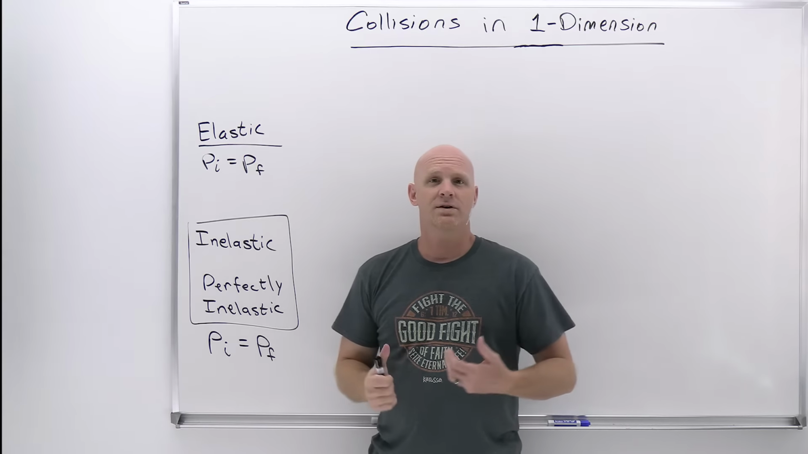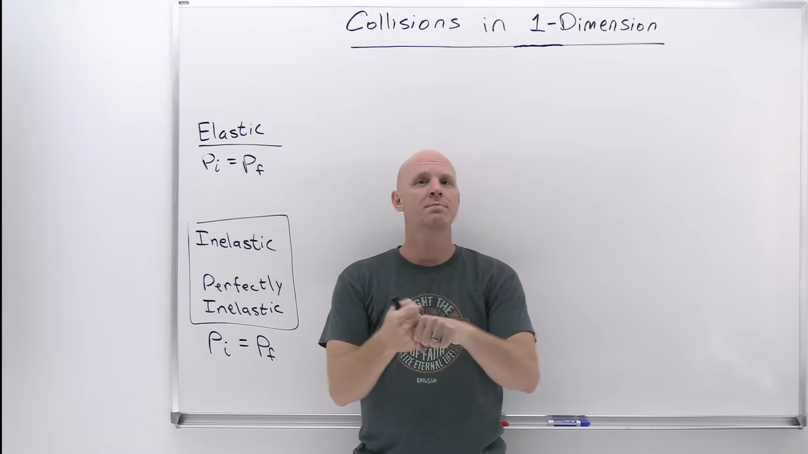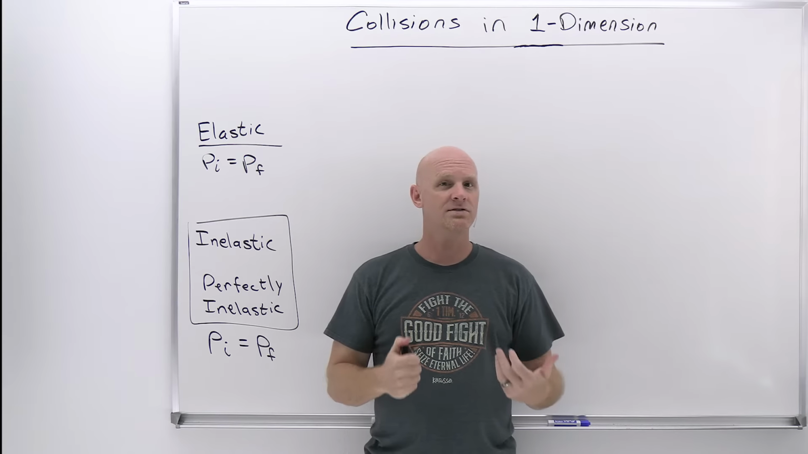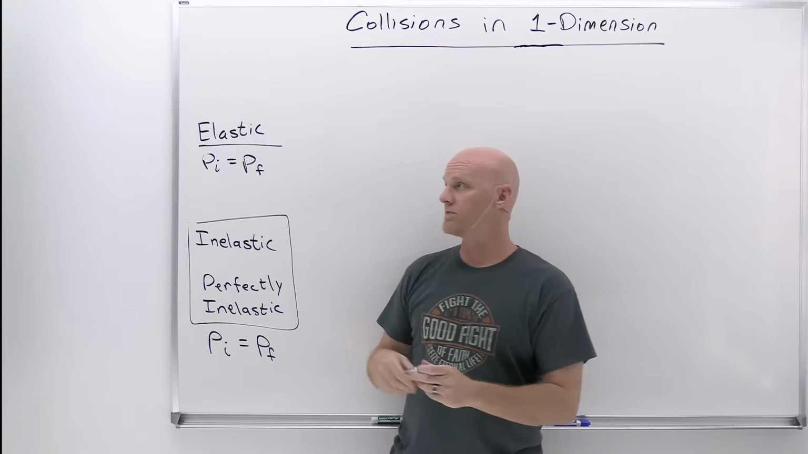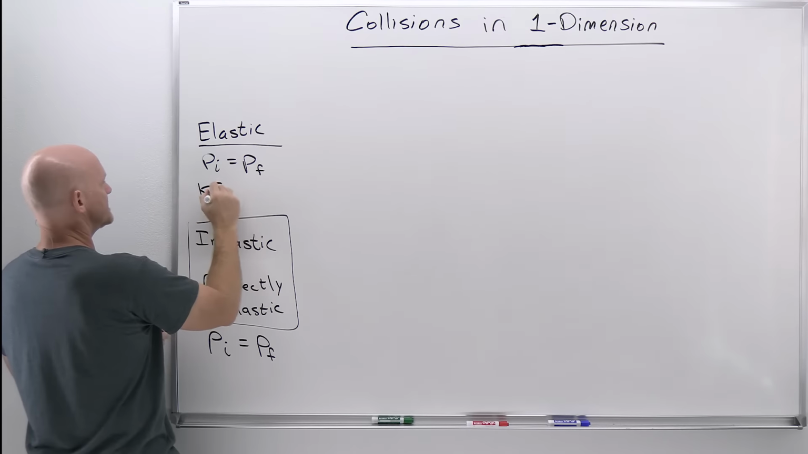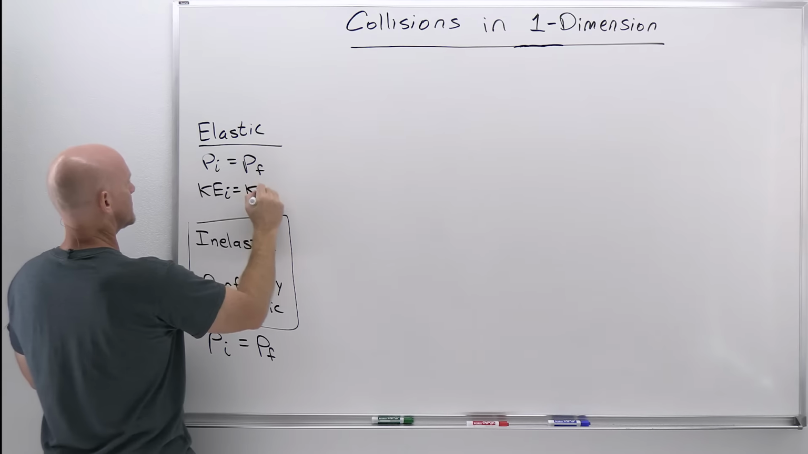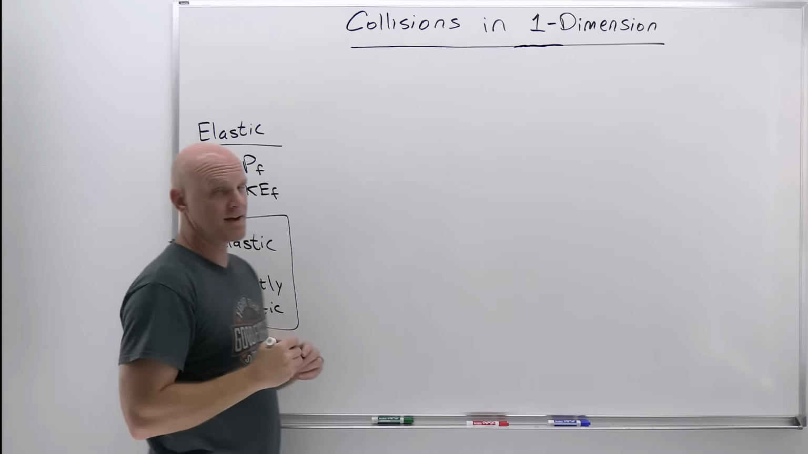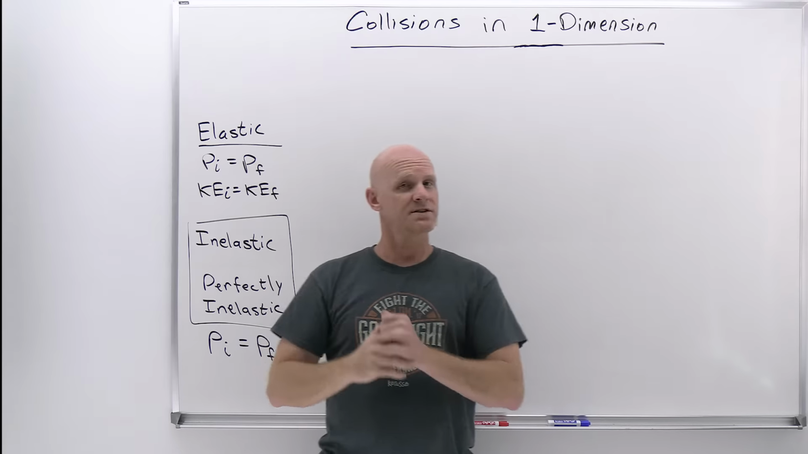Now the difference here is when two objects collide and they have no propensity to stick together, it turns out that kinetic energy will also be conserved. That's going to be true for an elastic collision as well. Your initial kinetic energy will equal your final kinetic energy. And again, you'll typically split this up across two objects.